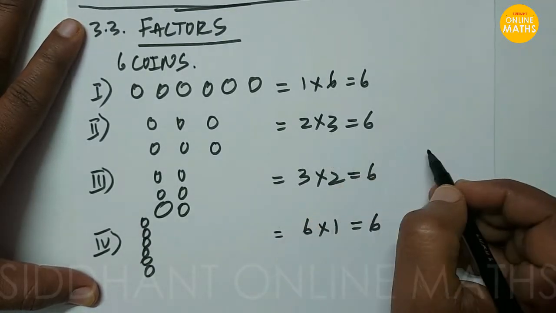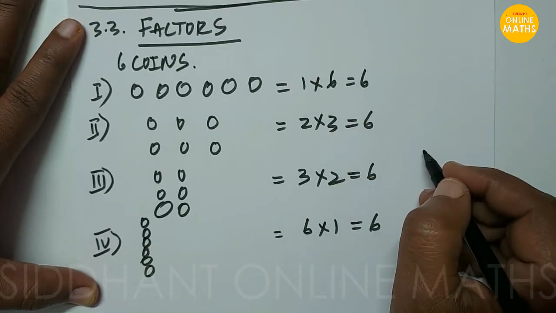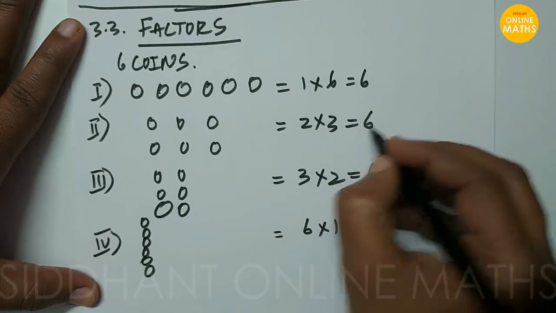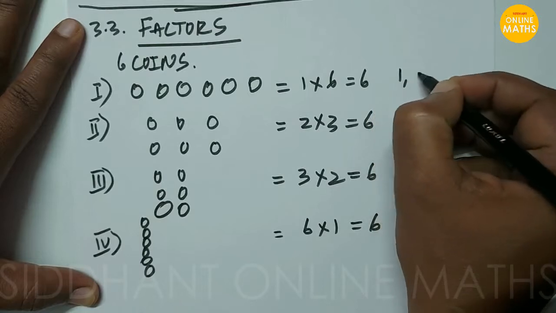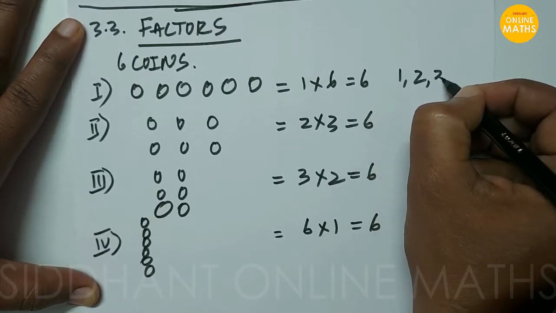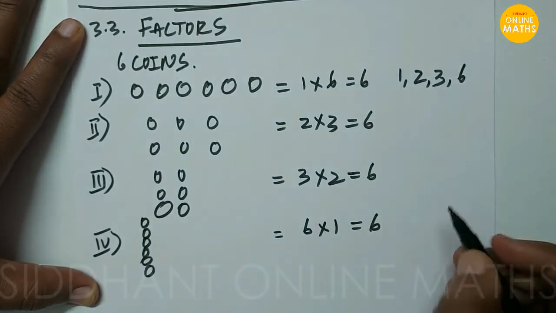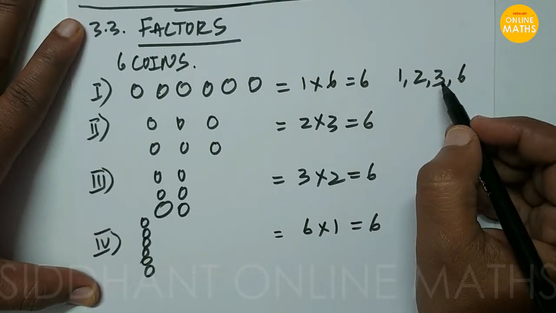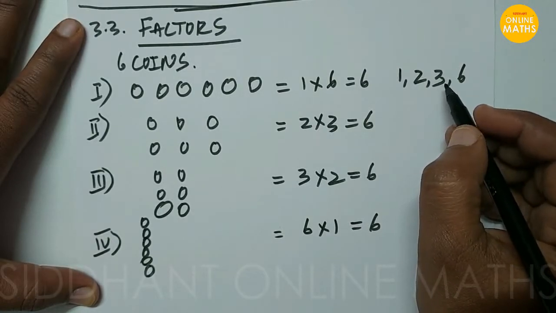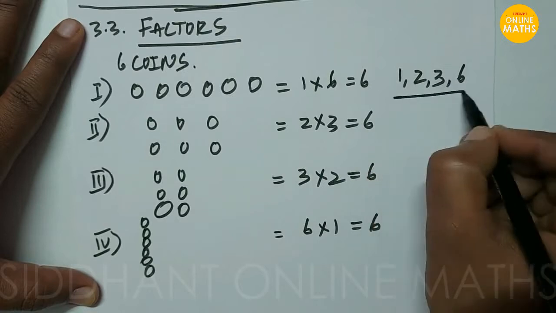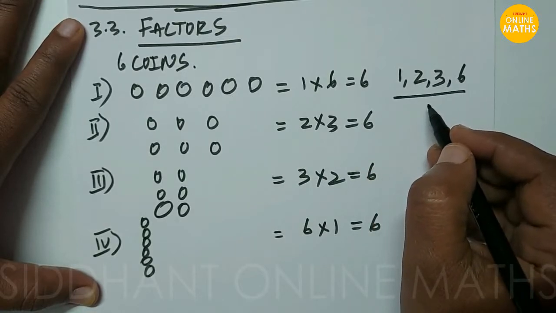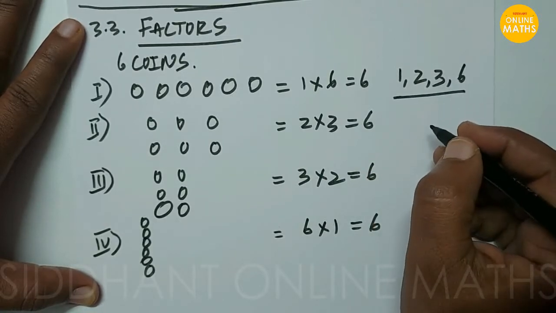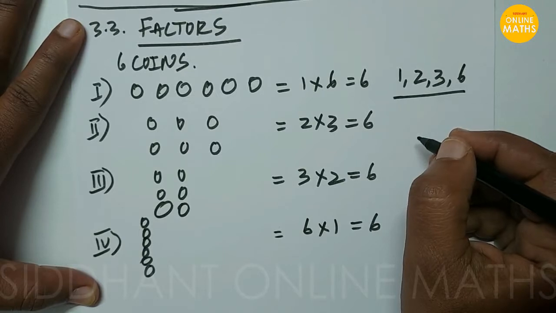So here we observe the different factors of 6, that is 1, 2, 3 and 6. These are the factors of the number 6, and these factors divide the number 6 exactly. So that is the meaning of factors here.